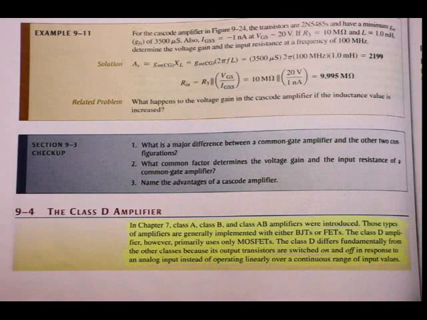The introductory paragraph says in Chapter 7, Class A, Class B, and Class AB amplifiers were introduced. Those types of amplifiers are generally implemented with either BJTs or field effect transistors. The Class D amplifier, however, primarily uses only MOSFETs. The Class D differs fundamentally from the other classes because its output transistors are switched on and off in response to an analog input instead of operating linearly over a continuous range of input values.